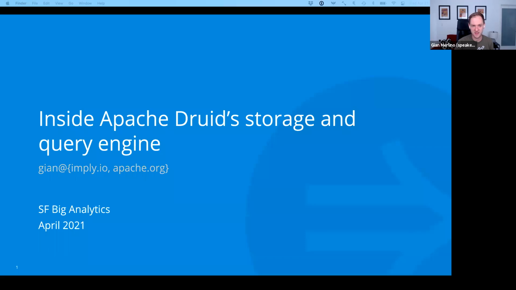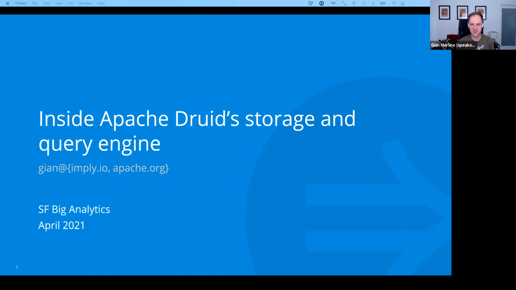Today's talk will be about inside Apache Druid storage and query engine. Apache Druid, like Chester mentioned, is something I've spoken about at SF Big Analytics before. I think the last couple of talks I gave about it were about how you use it, what the common use cases are for this kind of system. It is a real-time analytical database system. This talk is going to be much more technical. This one is going to be under the hood.